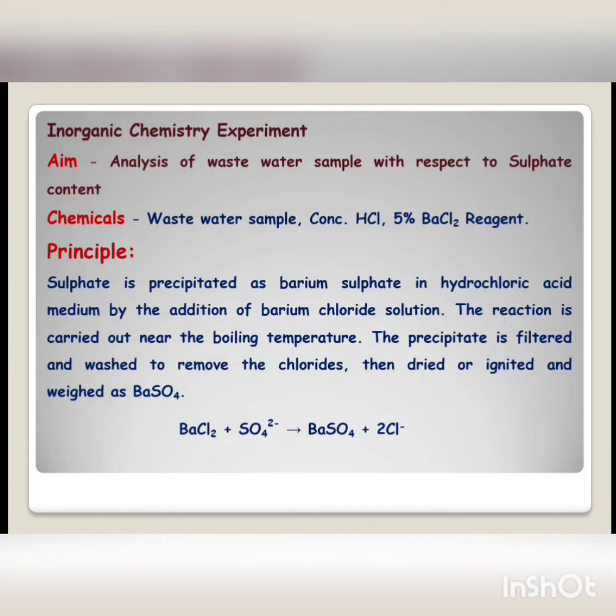The principle of this method is that the sulphate ions present in the wastewater sample are reacted with barium chloride reagent, so that there is a formation of a white precipitate of barium sulphate. That white precipitate of barium sulphate we are going to filter through a Gooch crucible, and we can determine the sulphate content by using the gravimetric method. The reaction for this is barium chloride, that is BaCl2, reacting with SO4 2-, that is sulphate ions. There is a formation of a white precipitate of BaSO4.